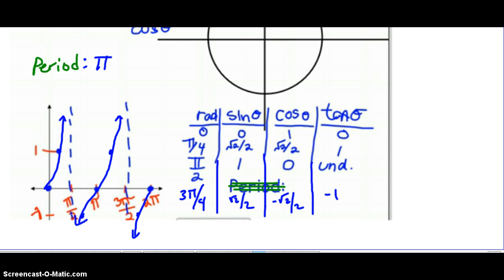Remember, our period for tangent is pi. It's repeating every pi. The same graph will be repeating.